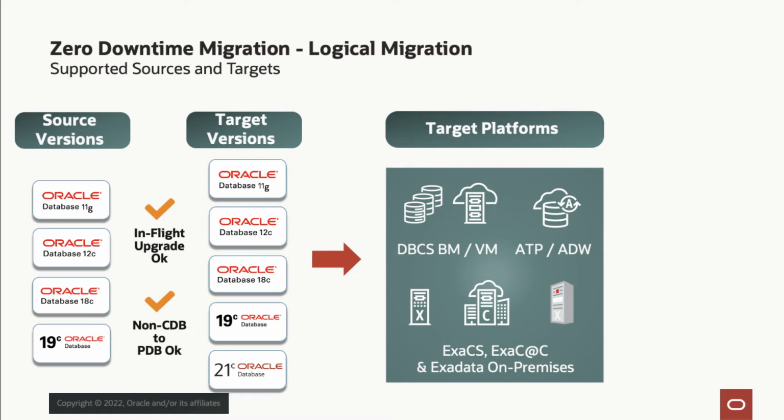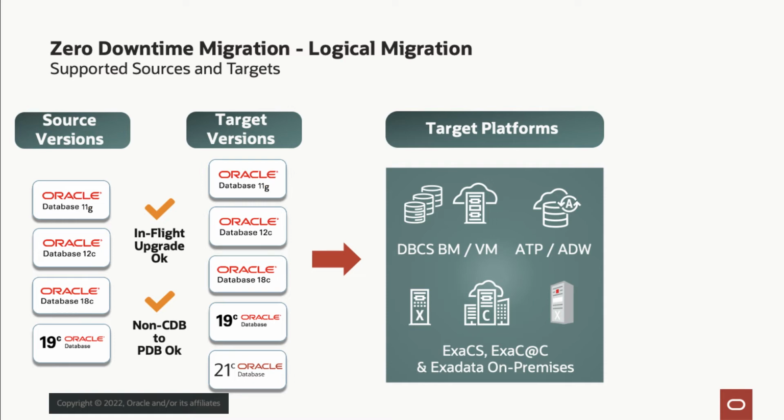What does that mean? It means that if you are on 11g, you can actually migrate to 19c, or if you are on 12c, you can migrate to 19c. So basically you can migrate to a higher target version if you want to. Also, we perform non-CDB to PDB conversion, so you have that option as well with logical migration. Now, target platforms, of course: Database Cloud Service, Autonomous Database, Exadata Cloud Service, and Exadata Cloud@Customer.